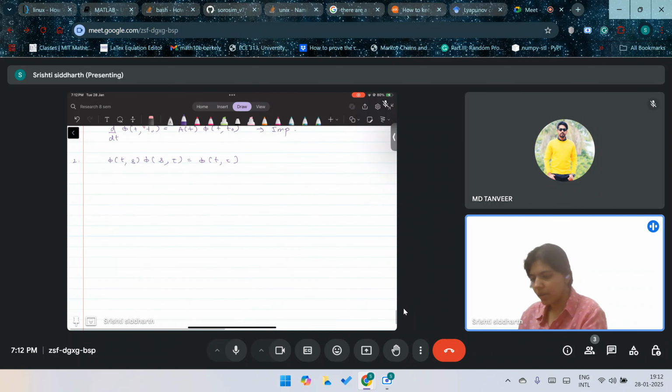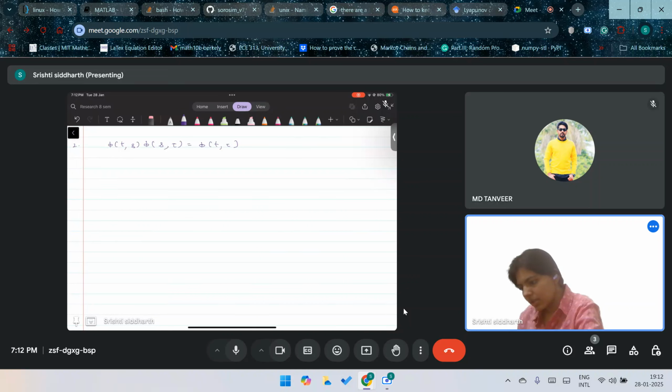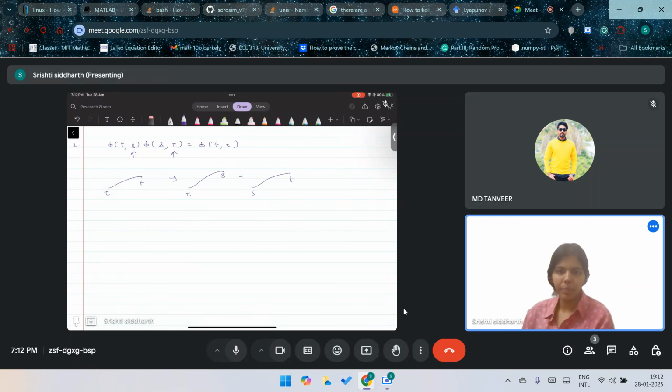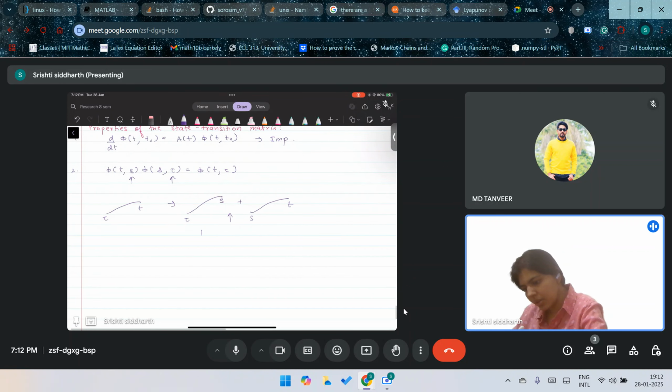So you must have seen the diagram in the lecture. The second argument is the initial time from which the system evolves. So for example, we have a system which starts from tau and we are considering the evolution till time t. This can also be achieved by going from tau to s and then going from s to t. So this property is actually the multiplication of these two functions: phi(t, s) and phi(s, tau).